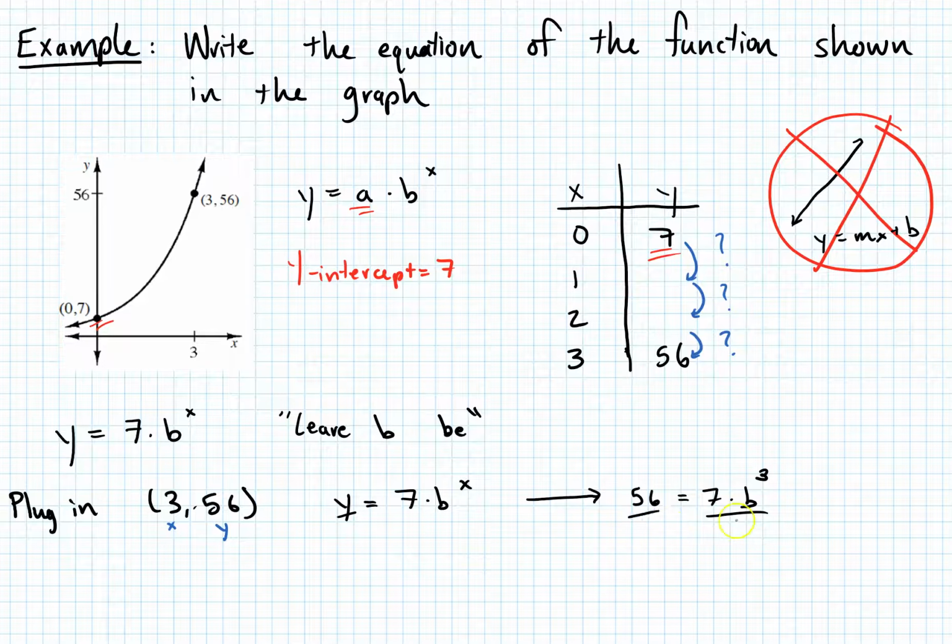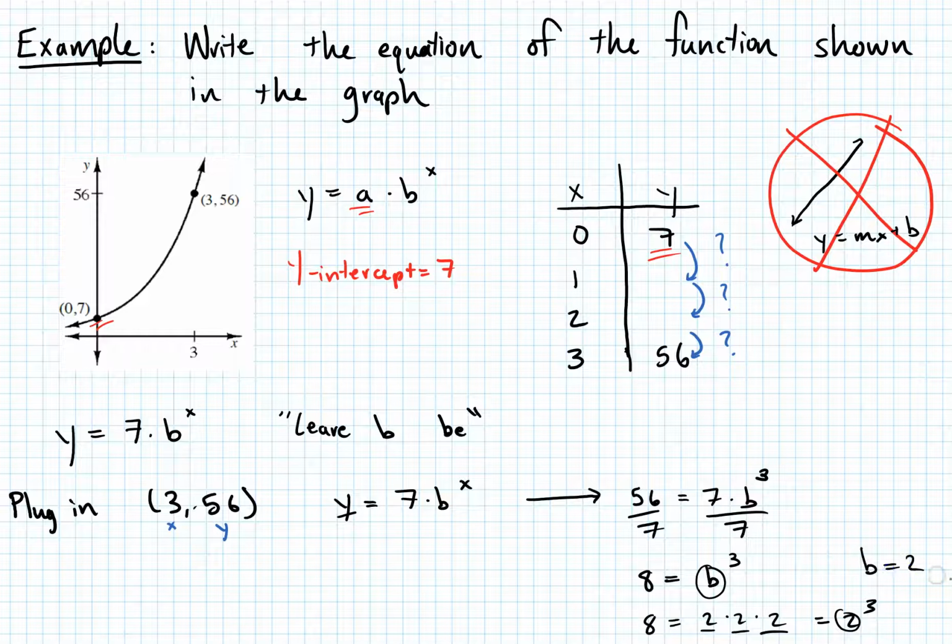Alright, we're going to divide both sides by 7. So in order to undo multiplication by 7, you divide by 7. And that's going to be 8 equals b to the power 3. And what number raised to the third power is equal to 8? That's 2, right? 2 times 2 times 2 is 8. So that's 2 to the power 3. So what does that say about our multiplier?